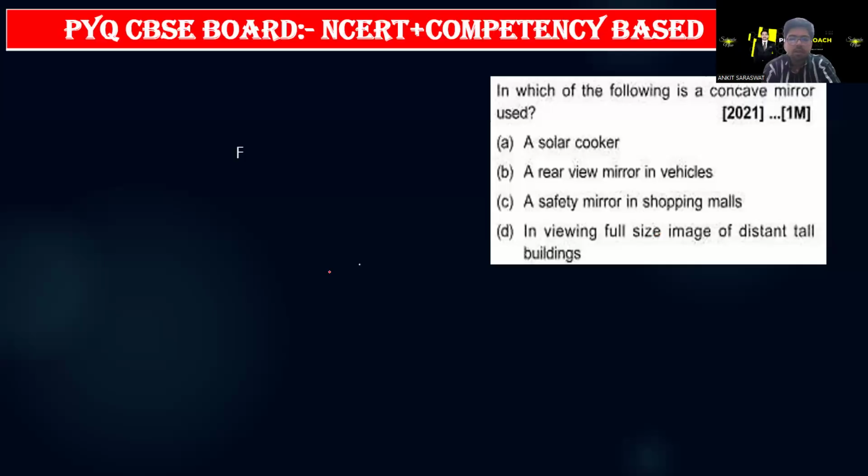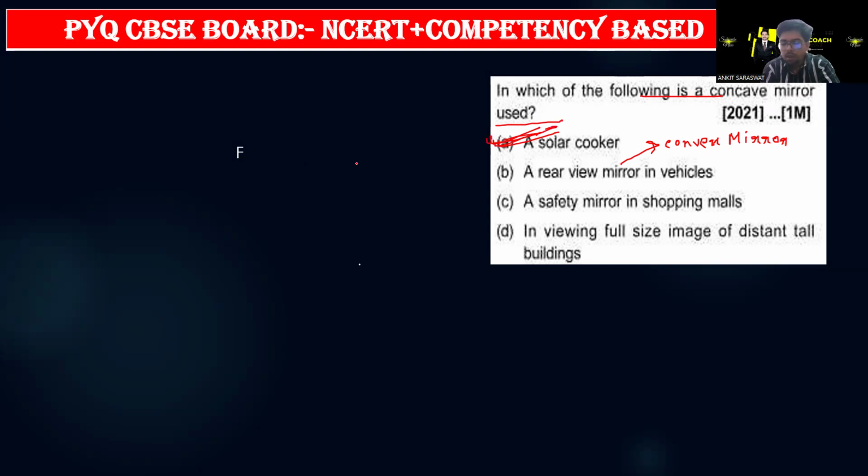So hi everyone, in this question, in which of the following is a concave mirror used? Concave mirror is mainly used in a solar cooker. In a rear view mirror, we are using a convex mirror to see the backward things. So the right answer is solar cooker.